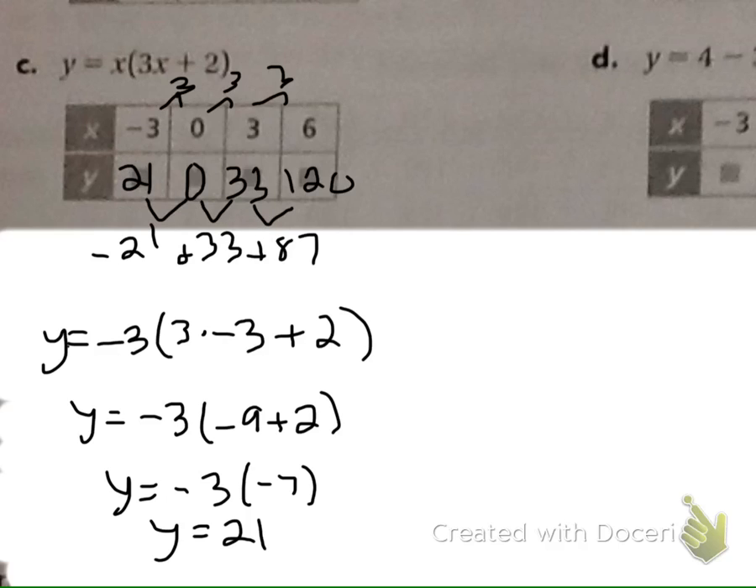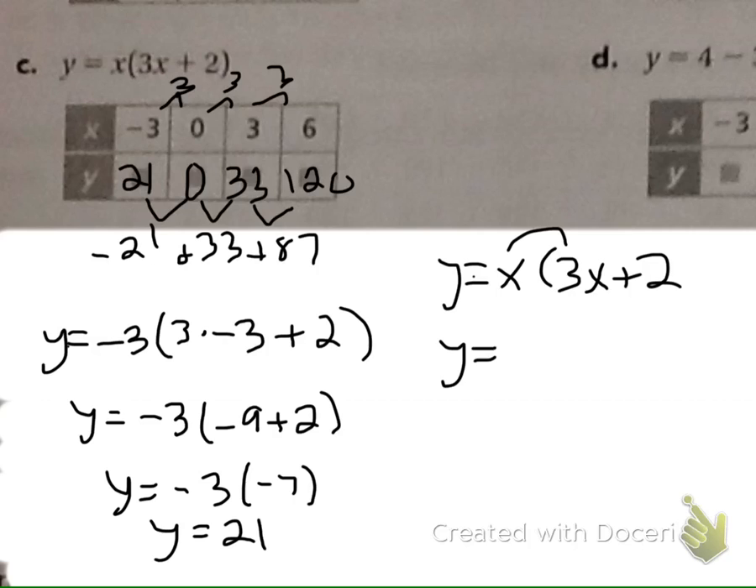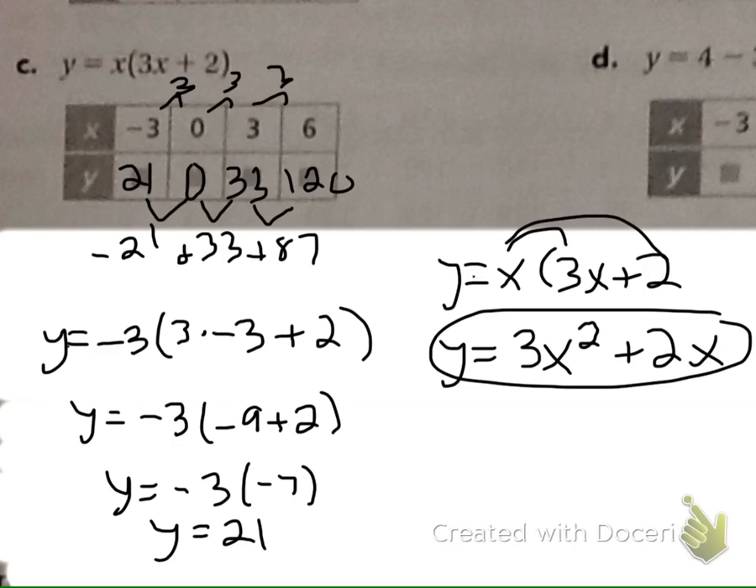Now let's look at the equation though. If I were to factor that out, x times 3x plus 2, and I did x times 3x, I would get 3x squared, and then x times 2 would give me 2x. So this is not a linear equation. So not linear.